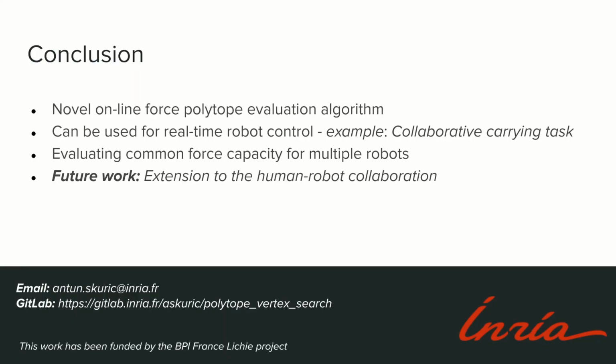In this paper, we presented a new efficient algorithm for force polytope evaluation, which considerably reduces the computation time. This algorithm can be used for online robot control, as was demonstrated in a collaborative carrying experiment. It has great potential to be used for evaluating common force capabilities of multiple robotic systems, and as future work, we plan to extend it to human-robot collaboration.